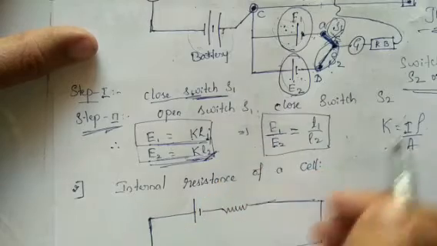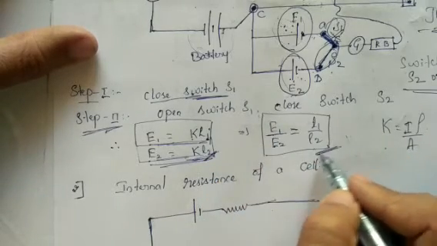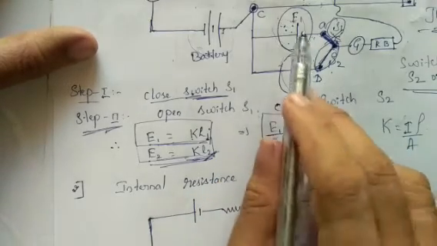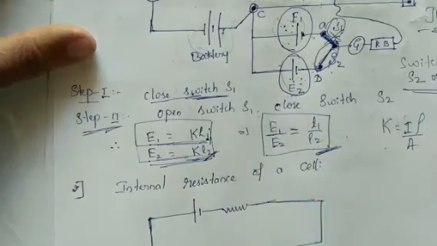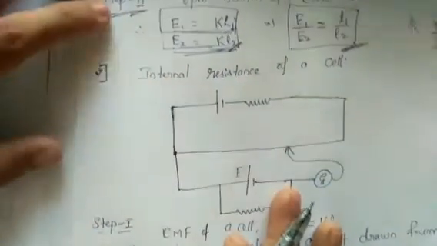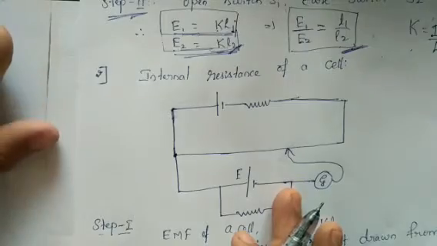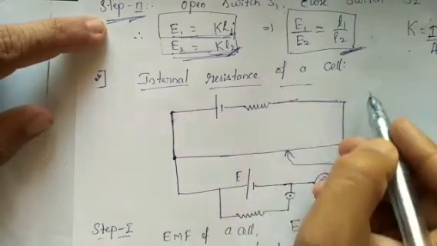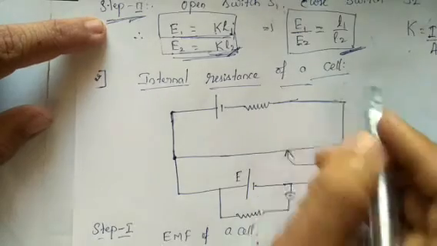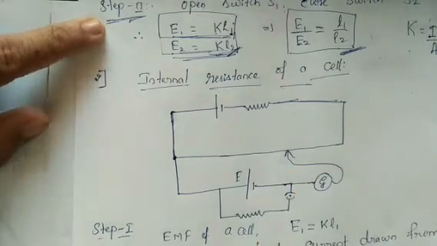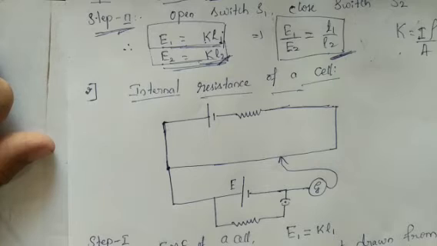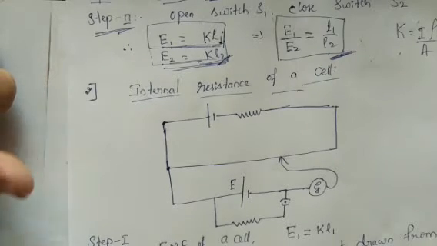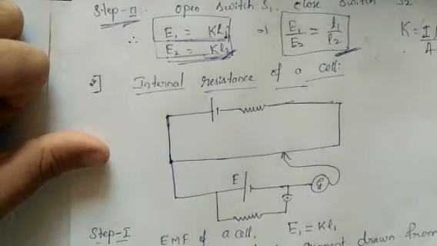So this is how we can make the comparison between the two EMFs of the cells. Now we will move to the next application of the potentiometer, which is called the internal resistance of a cell. In order to identify the internal resistance of a cell, here we are going to use a particular device called a potentiometer. Let us see.